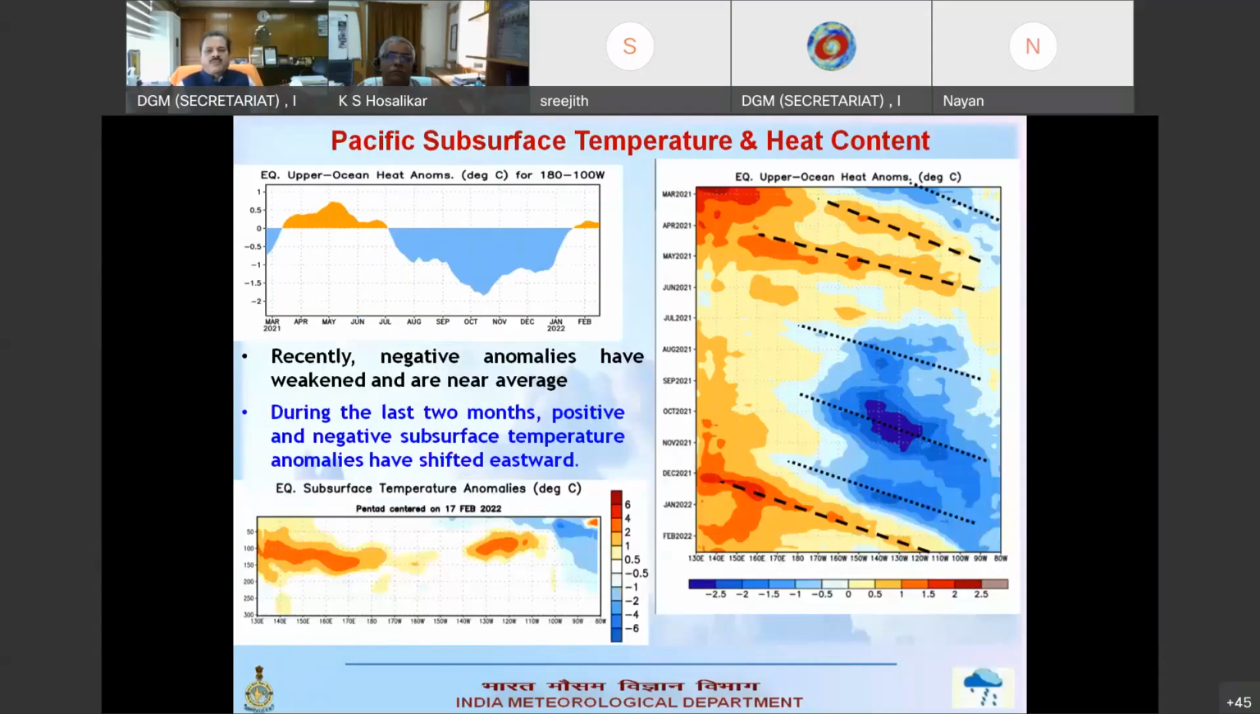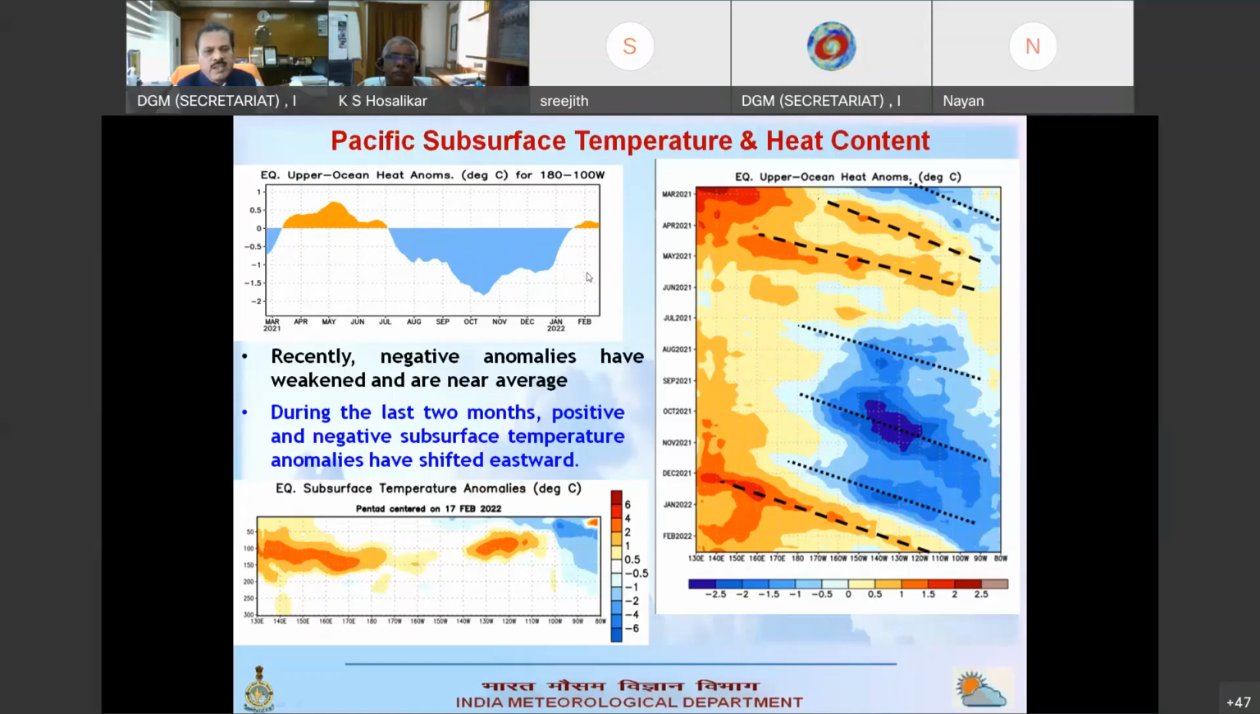Now, if I look at the Pacific subsurface temperature, that means the temperature in the water just below the surface, there also we find that the negative anomalies, that means below normal temperatures, have weakened and are near average. You can see in this diagram that the temperature of the subsurface water was quite below normal, but gradually that below normal temperature has decreased. Now it is becoming almost near normal, as you can see here.